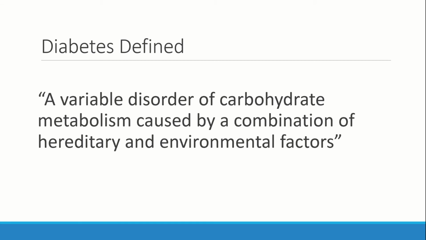According to Merriam-Webster, diabetes is a variable disorder of carbohydrate metabolism caused by a combination of hereditary and environmental factors. For the predictive model, we define diabetes using CCS codes developed by the Agency for Health Research and Quality Clinical Classification System.